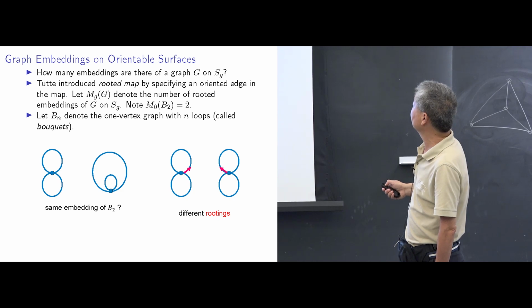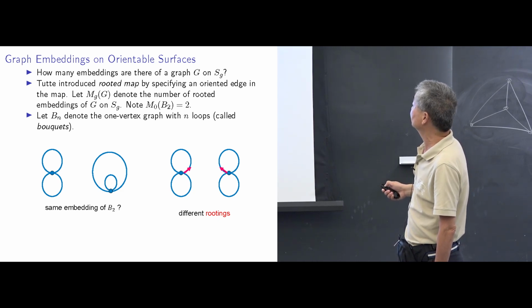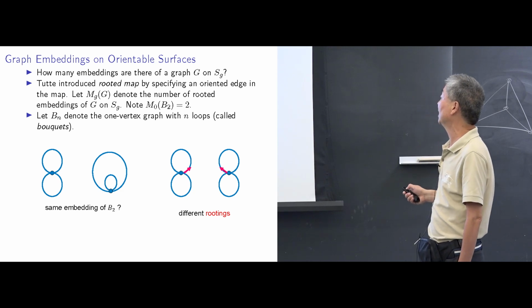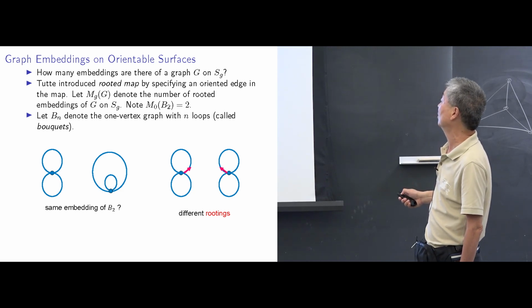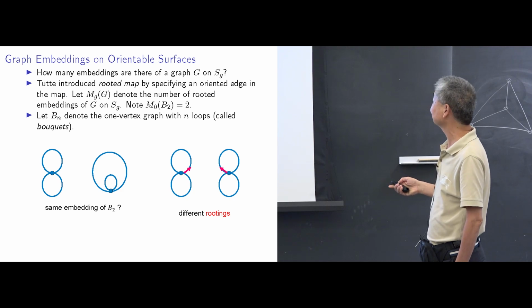So in general, given a graph G here, we use M sub gamma of G to denote the number of rooted embeddings of G on this orientable surface of genus gamma here. M is for map, usually.